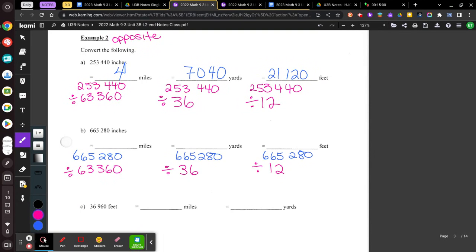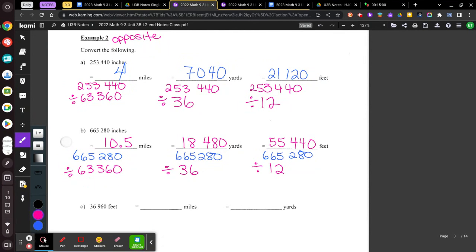Okay, let's check our work. This should give us 10.5 miles, 18,480 yards, 55,440 feet. Okay, that's what we should have got.